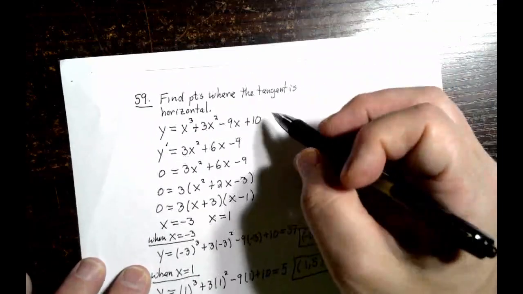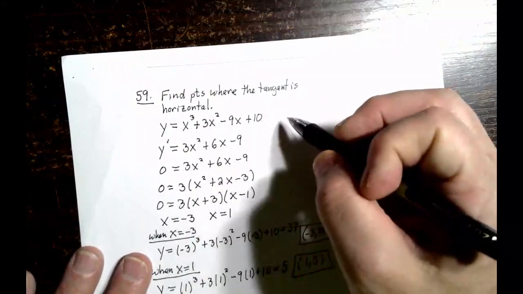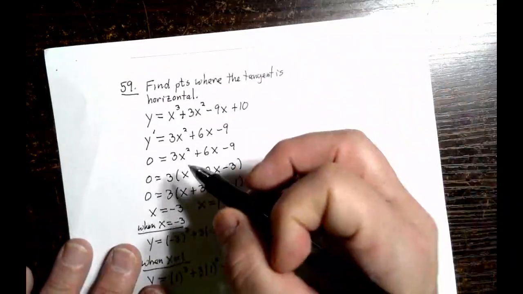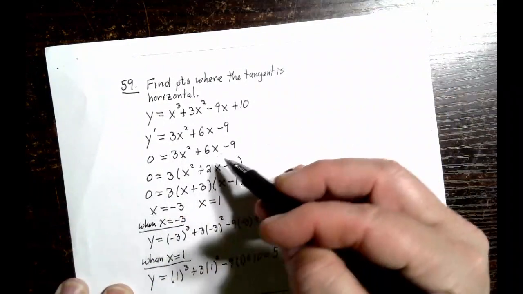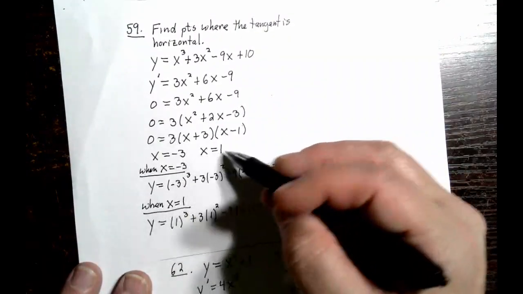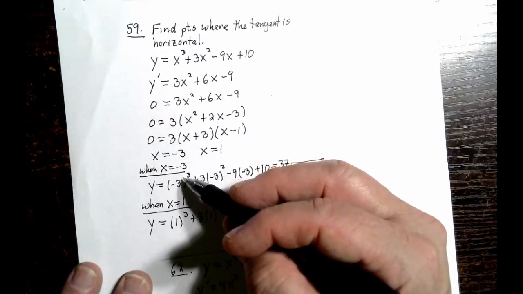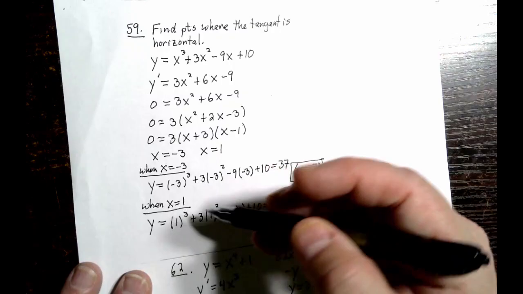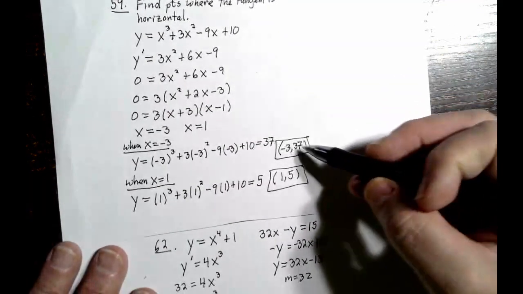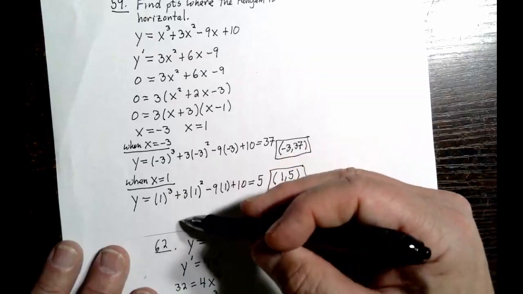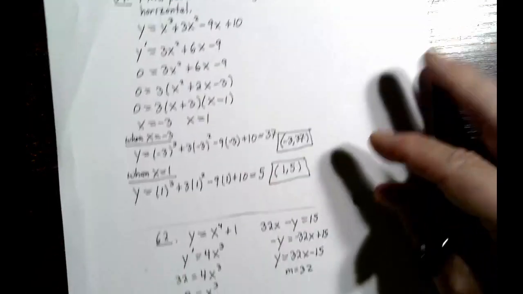Okay, so find the points where the tangent is horizontal. So you find the first derivative and set it equal to 0. So you take the first derivative, set it equal to 0, and these are the places where the tangent line is horizontal, but they want to find points where it's horizontal, so you got to find the y-coordinate given certain x-coordinates that you found.